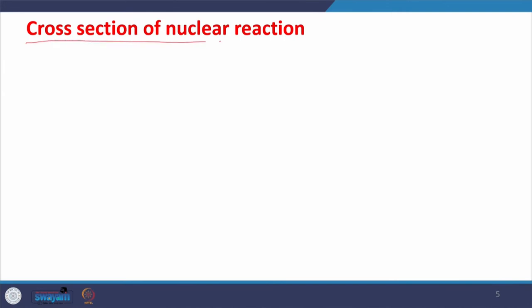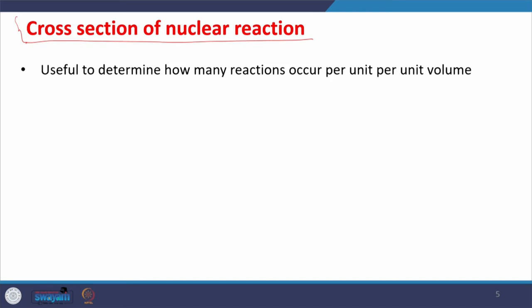The most important property or quantity related to the nuclear reaction is cross section. The whole nuclear astrophysics course rests on the understanding of this concept of cross section of the nuclear reaction. What is the cross section of a nuclear reaction? I hope you are aware of this word cross section. Even then, to maintain the flow of the course, let me give you a quick idea about it. Because it is essential to find out how many reactions occur per unit volume.